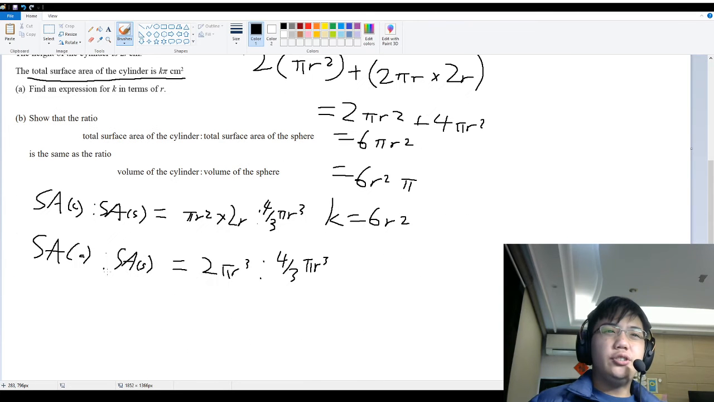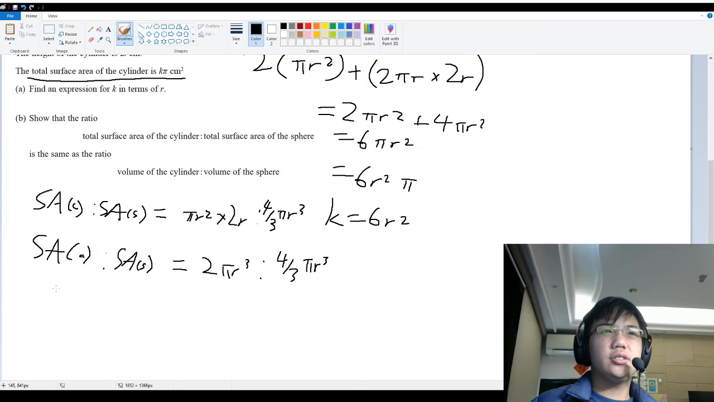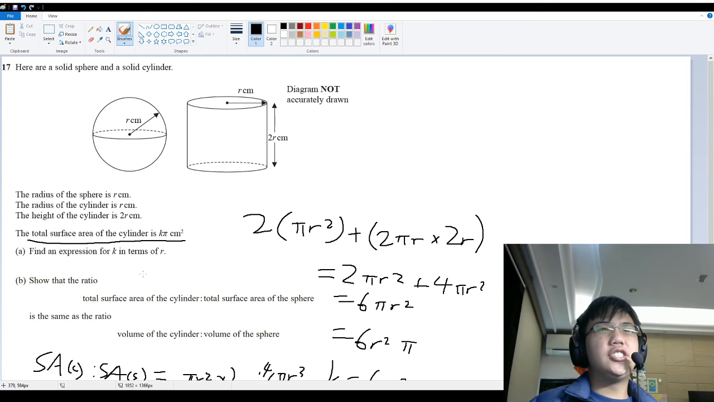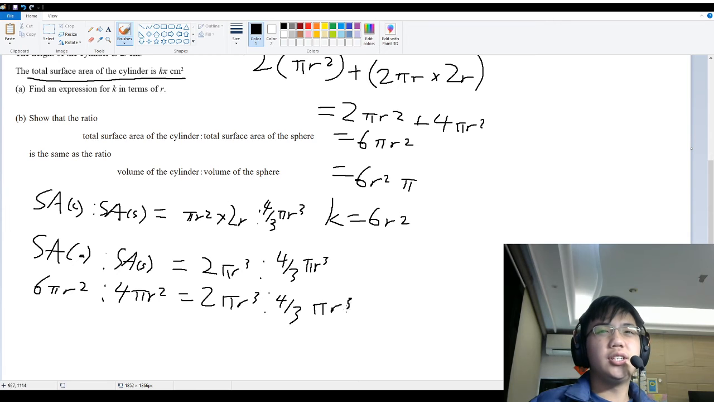And next, we know that the surface area of the cylinder is 6 pi r squared, while the surface area of the sphere, well, to determine the surface area of a sphere, the equation is 4 pi r squared, which equals 2 pi r cubed to the ratio of 4 over 3 pi r cubed.